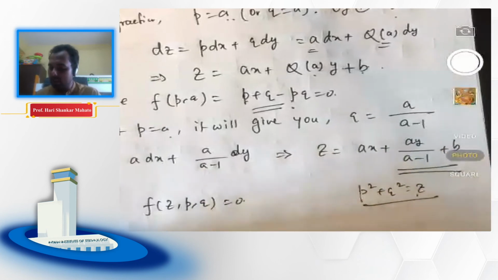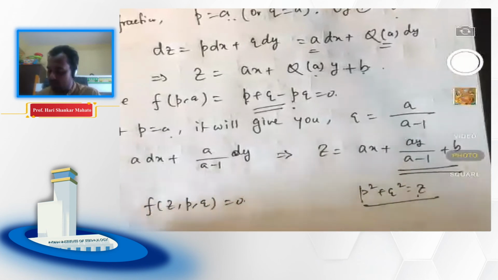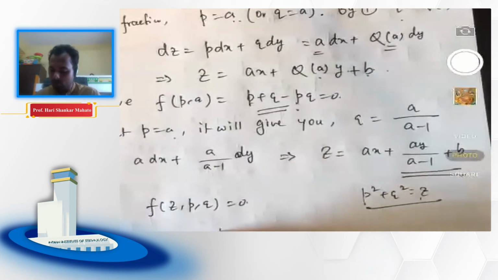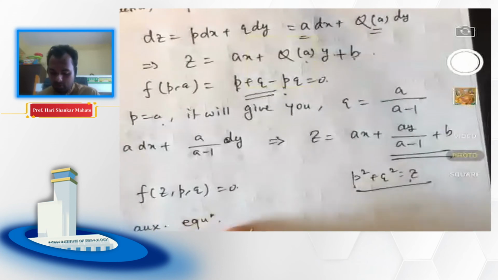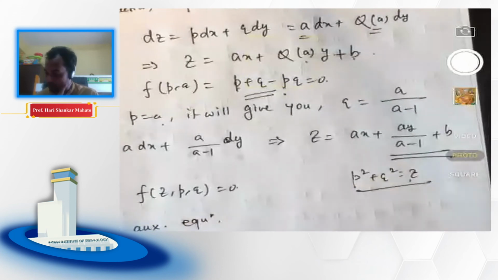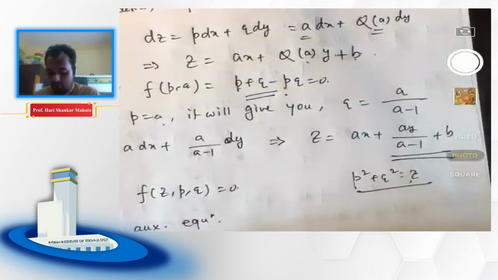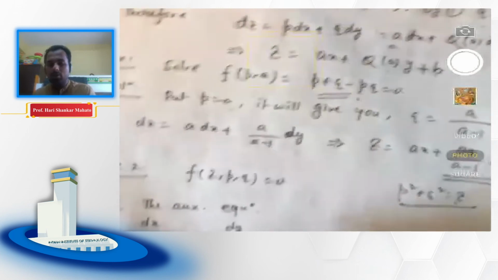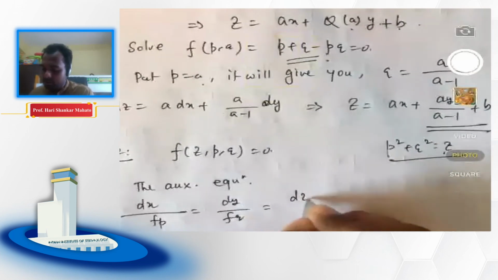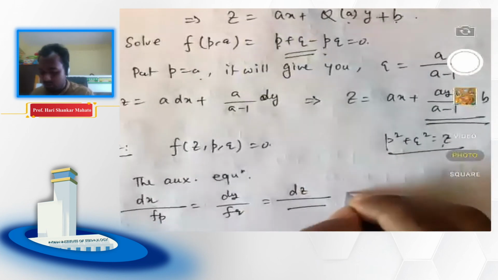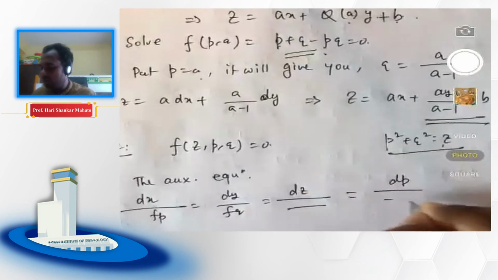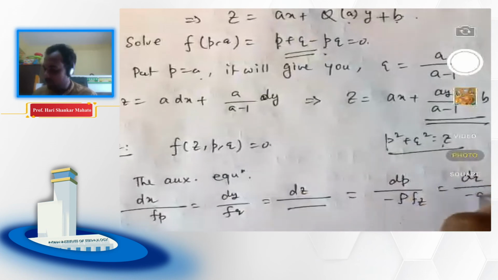There is no independent variable involvement. All right. So in this case, again, the method to solve is that you formulate the auxiliary equation. Once we have the auxiliary equation, it will look like dx by fp equals dy by fq equals dz by (p fp plus q fq). I'm not writing that, you just write it down. And then dp by minus of p fz equals dq by minus of q fz.